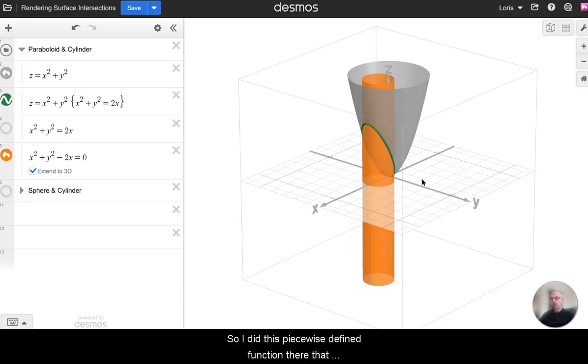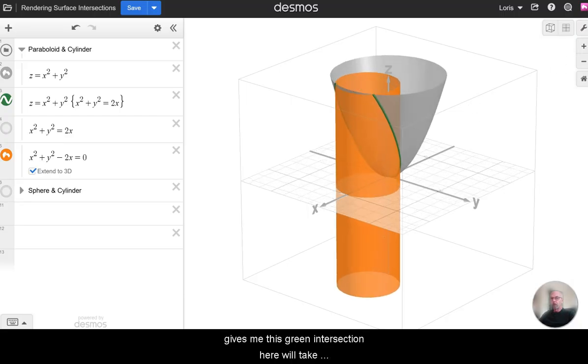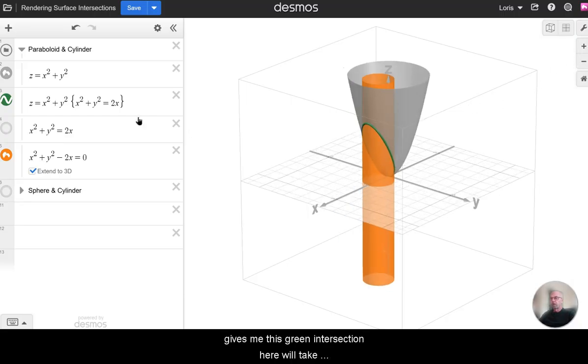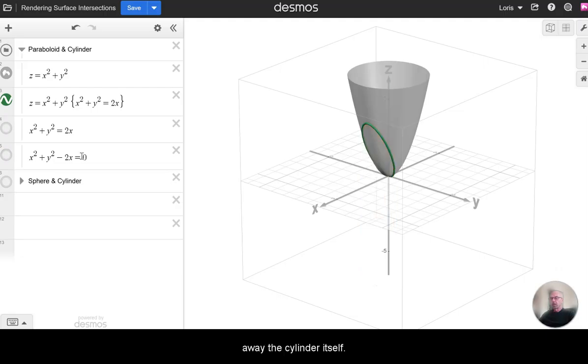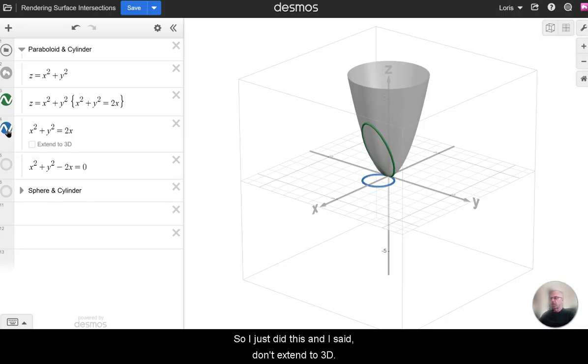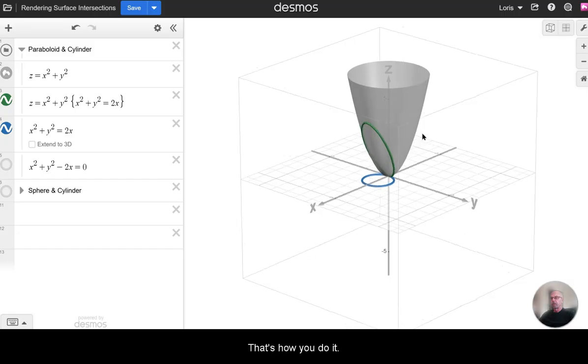That gives me this green intersection here. I'll take away the cylinder itself. And then I wanted to see where the cylinder was in the xy plane. So I just did this, and I said, don't extend to 3D. And that's basically it. That's how you do it.